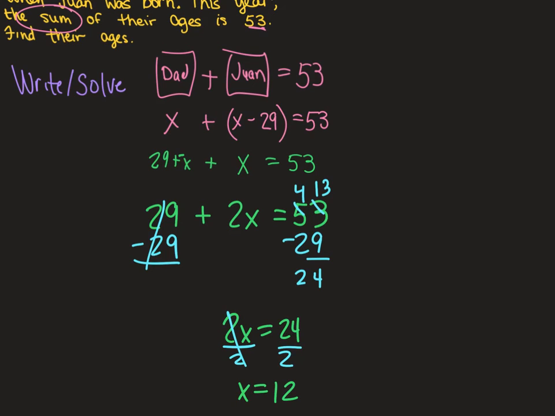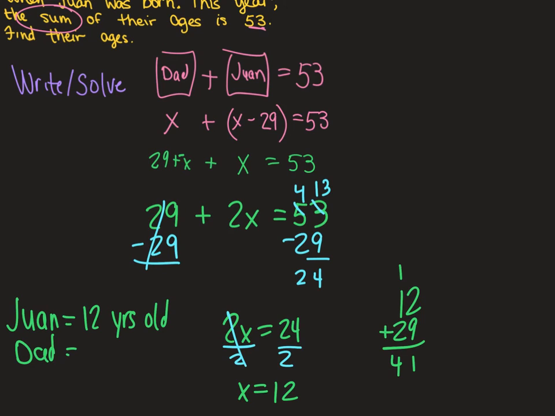Remember, in our situation, we let x be Juan. So remember, we said that x was going to be Juan, so Juan is 12. We have to do this little math problem to figure out dad. Dad is going to be 12 plus 29. 9 plus 2 is 11, carry your 1, 2, 3, 4. 41. So we figured out Juan is 12 years old. Dad is 41 years old.